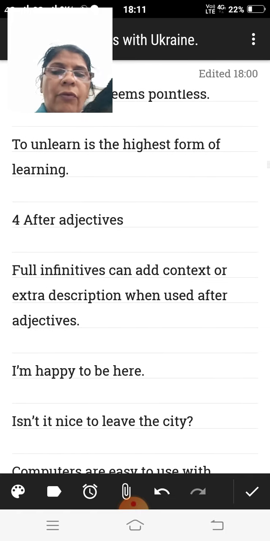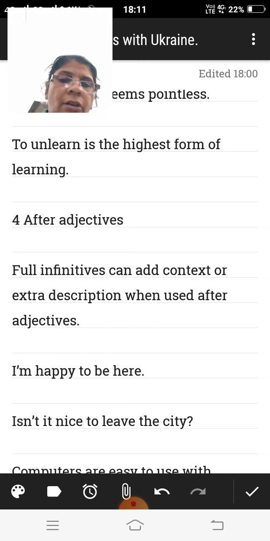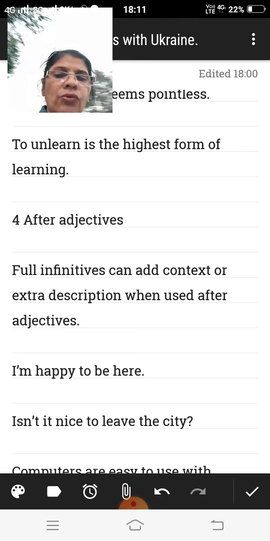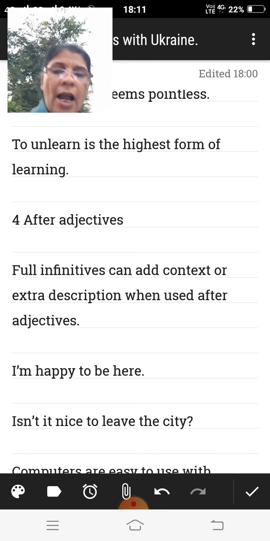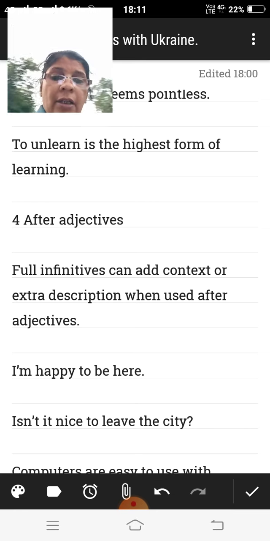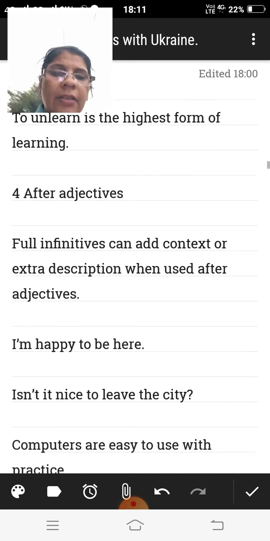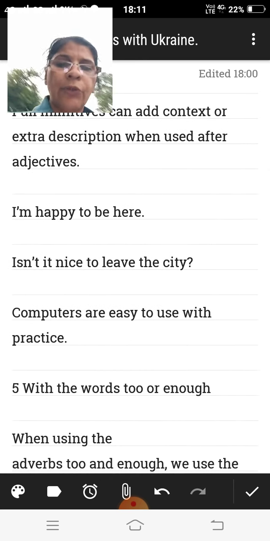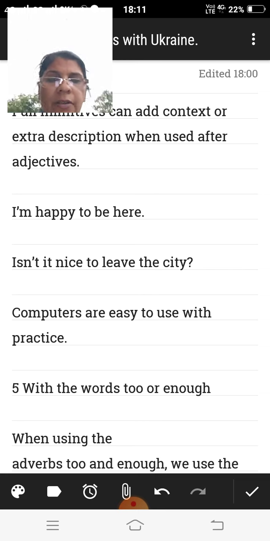After adjectives: full infinitives can add context or extra description when used after adjectives. I'm happy to be here. Isn't it nice to leave the city? Computers are easy to use with practice.